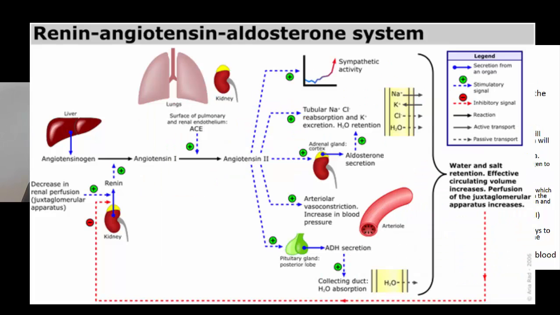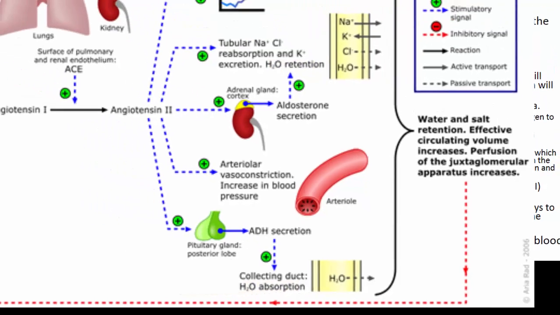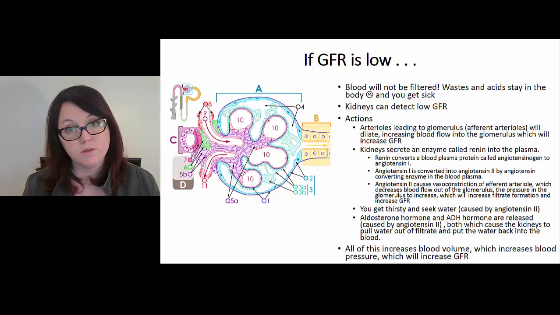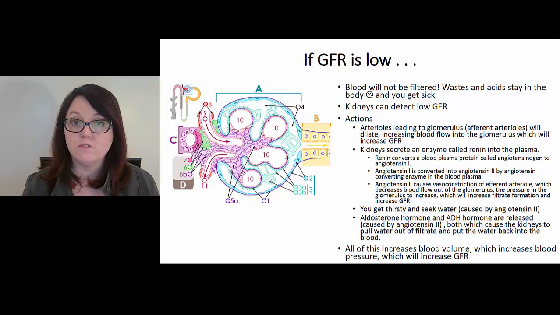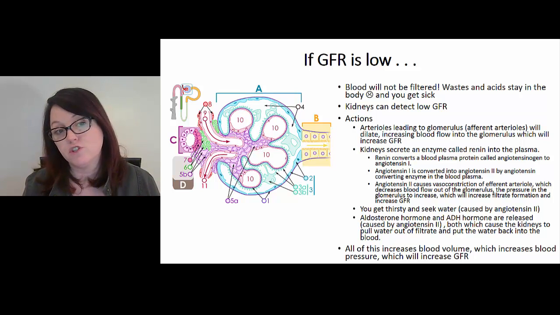Angiotensin 2 also causes the release of aldosterone and ADH hormones. So both of these hormones are going to cause the kidneys to pull water out of filtrate and put that water back into blood. And by putting the water back into blood, it will increase the blood volume, which will increase the blood pressure, which will increase the glomerular filtration rate. So all of these things together, all of them help to increase the glomerular filtration rate.